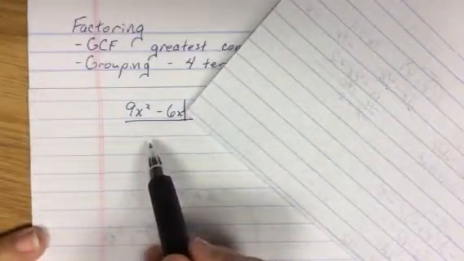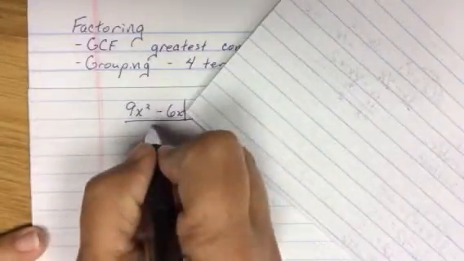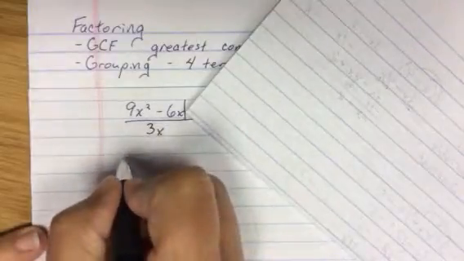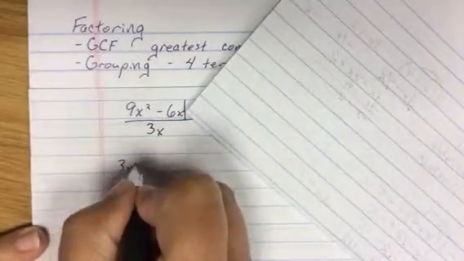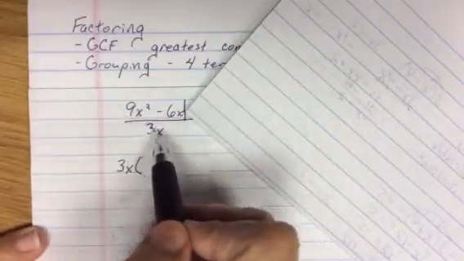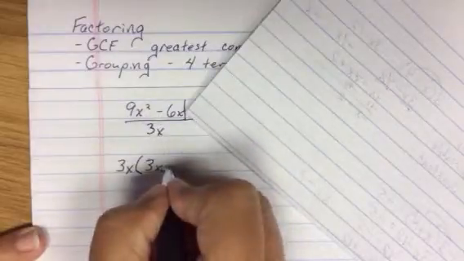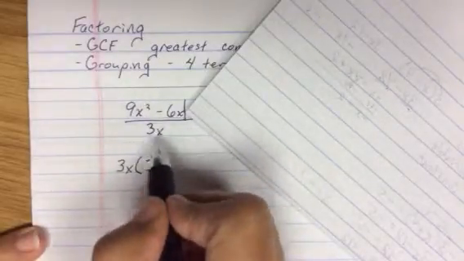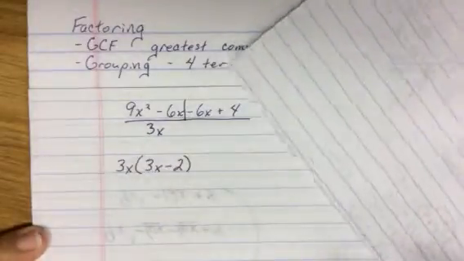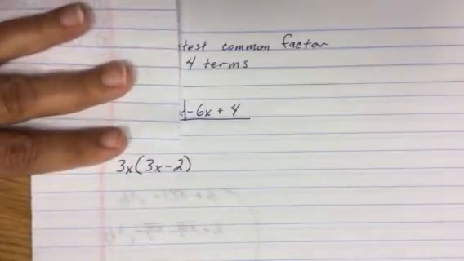I look at the first 2 terms and say, okay, what is my GCF? I see a 3x. Again, what I divide by comes to the front. What's left over goes inside. So 9x squared divided by 3x gives me 3x. Sign drops. 6x divided by 3x leaves me a 2. All right.